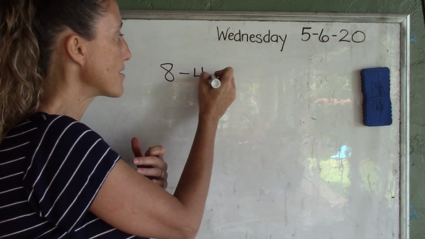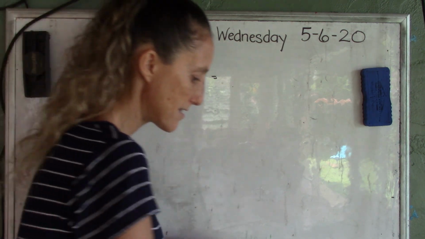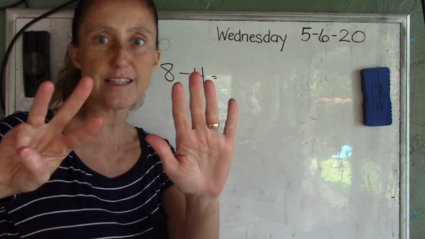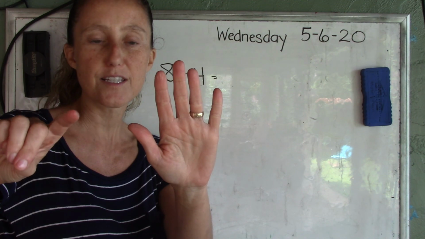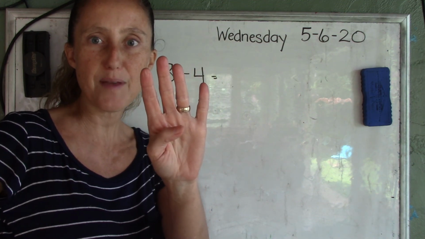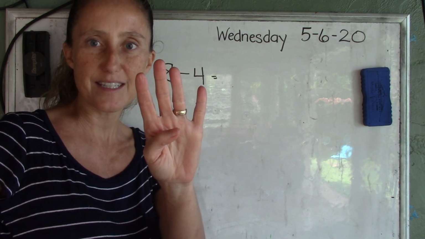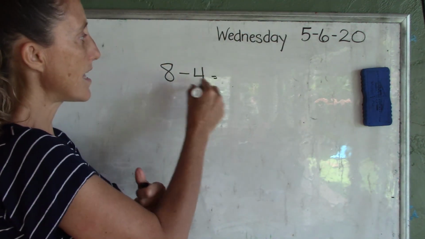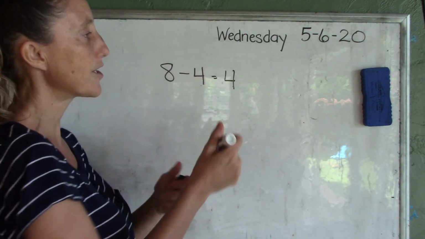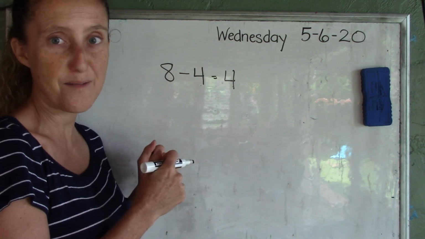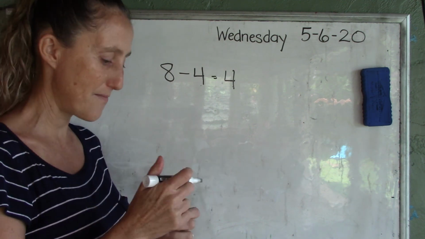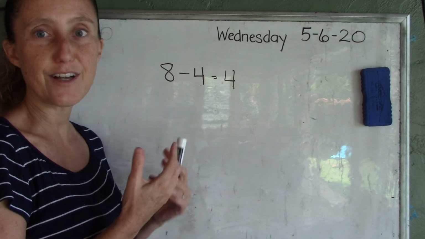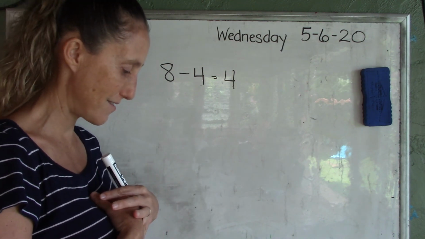They're in your tummy. So if you had 8 cookies, and you took away 4, 1, 2, 3, 4, how many would be left? 4. Yeah, because 4 is half of 8. So you would have 4 cookies left. You could share them. You could save them. But you're lucky you got to eat 4 and save 4.